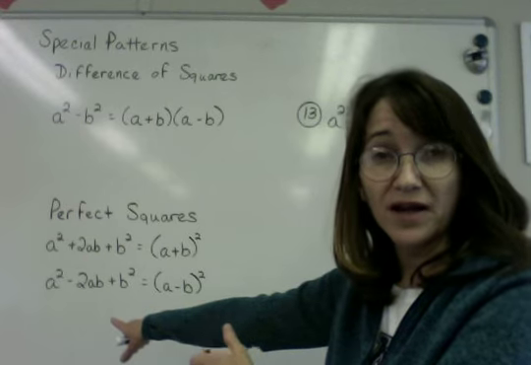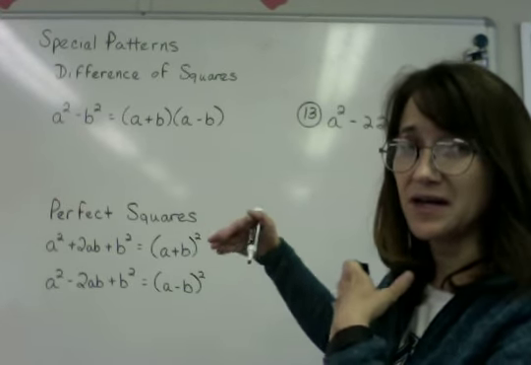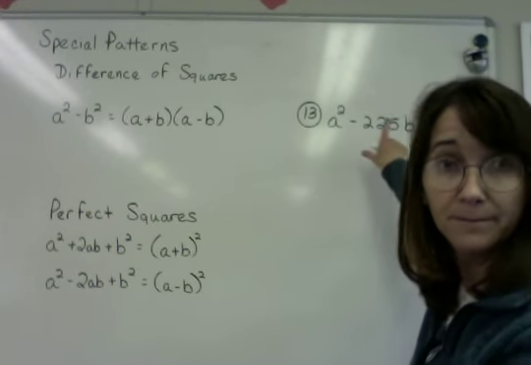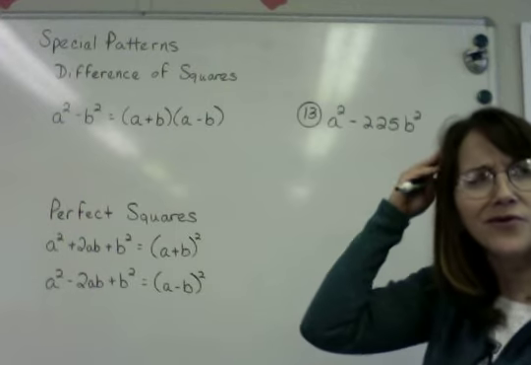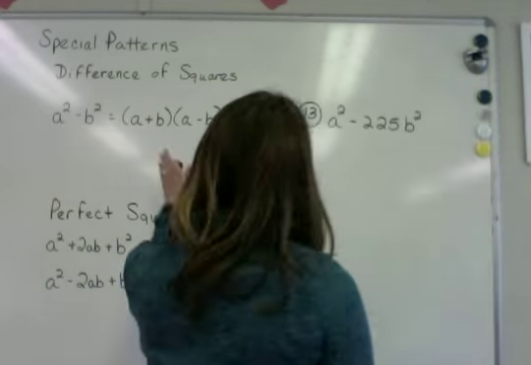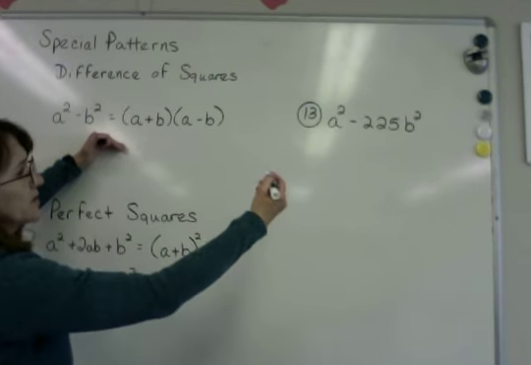Perfect squares are trinomials, where a difference of squares would end up becoming a binomial. This is a two-term binomial. Wonder which one this is. Oh, right, difference of squares. So this is what I'm looking for. So what am I going to do?